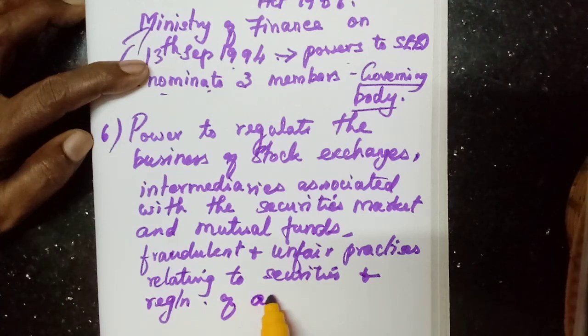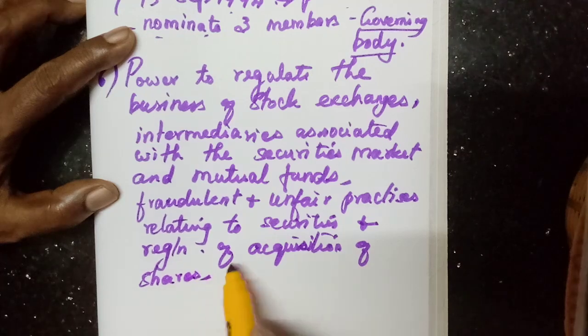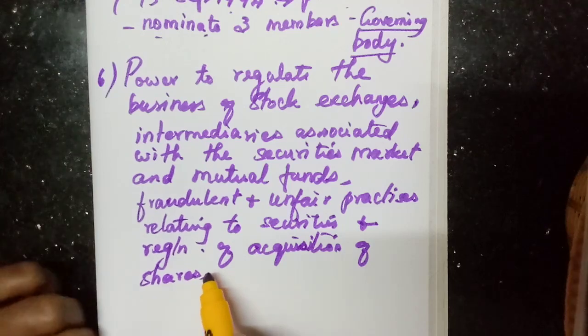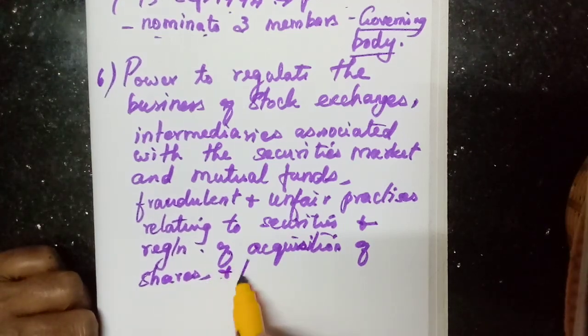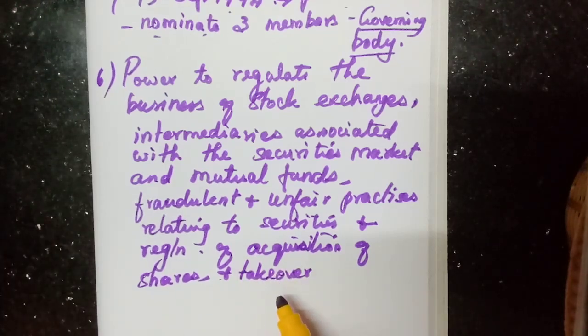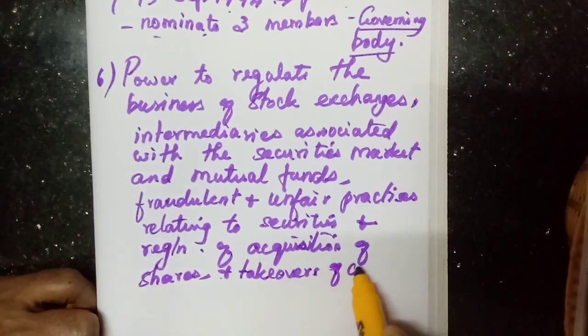Regulation of acquisition of shares. What is acquisition? Purchase of shares. Actually, it should be acquisition of companies and takeovers. Merger and amalgamation, that is called takeover. We studied yesterday acquisition, merger and amalgamation. One company may purchase another company. That is takeovers of companies.